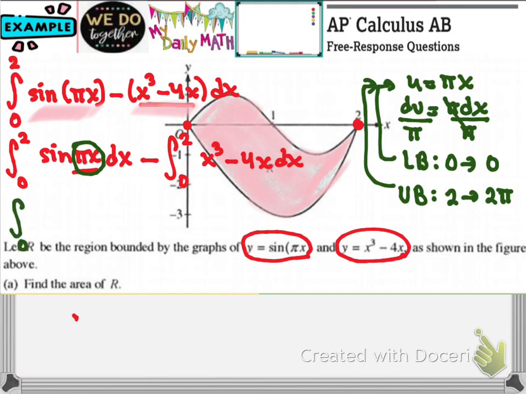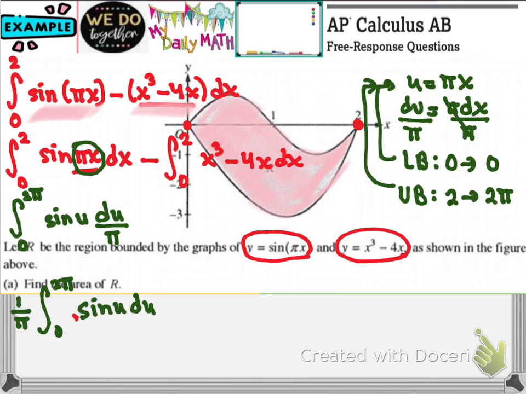My boundaries are 0 to pi, or the first term. Then I will write that as sine u, but the dx is equivalent to du over pi. Don't forget that 1 over pi here is just a coefficient, so that can go outside. And now I can integrate sine u because it turned into a basic integration formula.